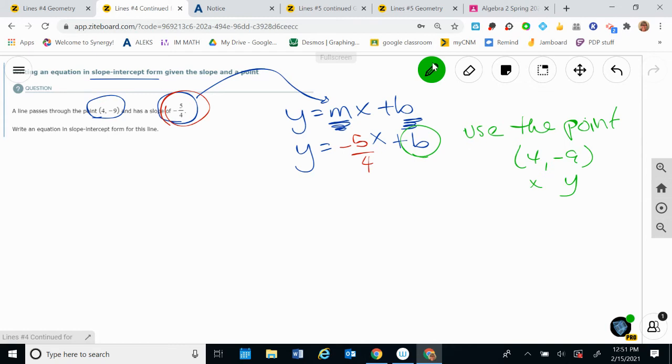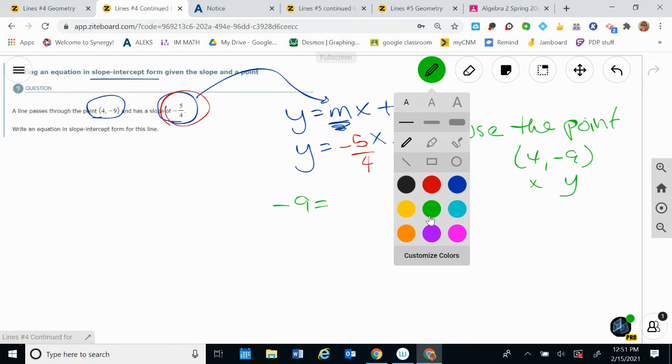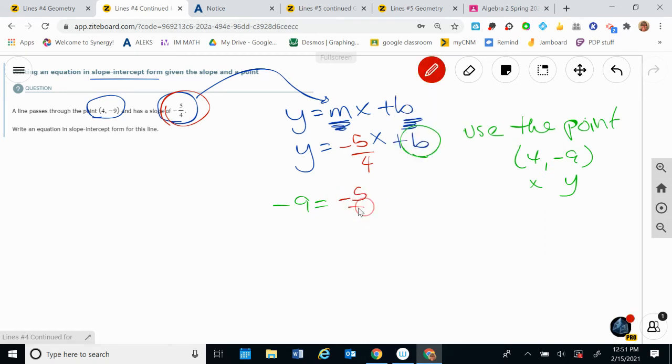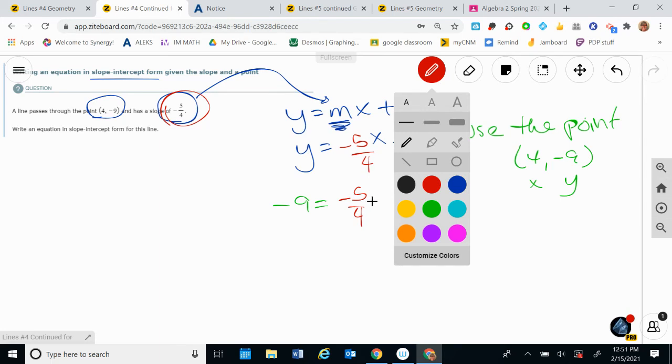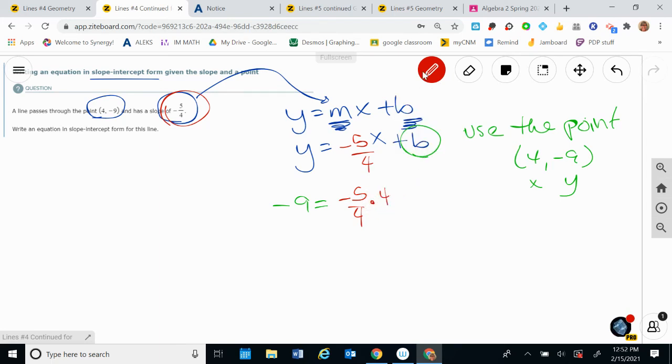And you're going to plug it in. Okay, so here we go. Y is -9. The slope is -5/4. The x is 4. Whatever, sorry. I was going to try to switch colors, but oh well. So look what we've got here. What I did, look what I did. I plugged in the x and the y because here I have 3 variables. You can't solve an equation with 3 variables. You can only solve an equation with 1 variable.